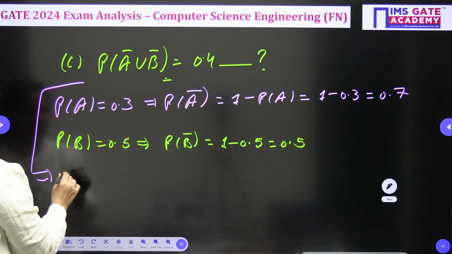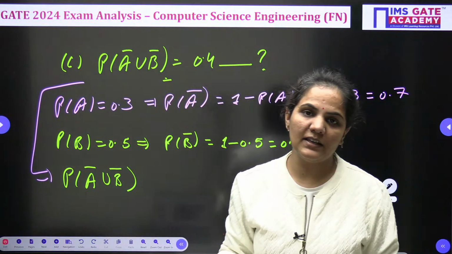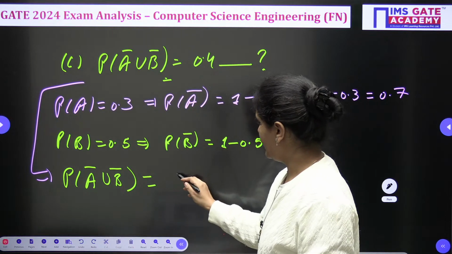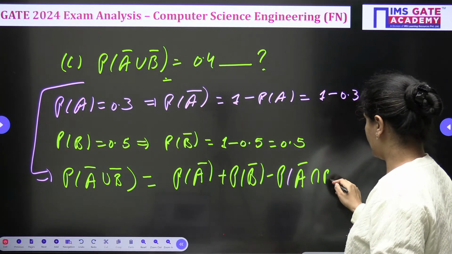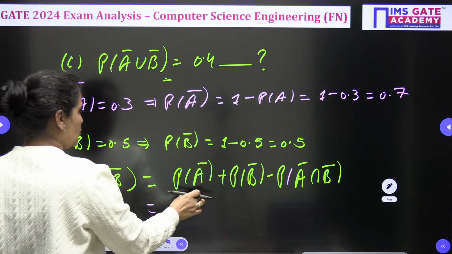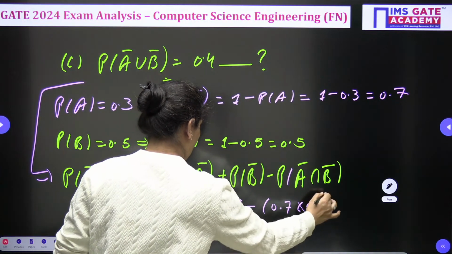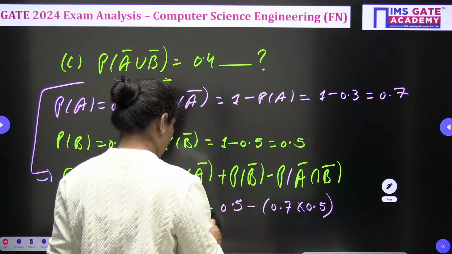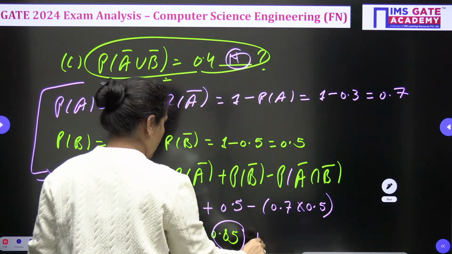When I solve this union, it will open as a normal union. When you open probability of A union B, it will be probability of A plus B minus A intersection B. So it will open like this. So probability of A bar union B bar will be A bar plus B bar minus A bar intersection B bar. As A and B are independent events, you can write it as probability of A into B directly. So probability of A bar is 0.7, this is 0.5, minus 0.7 into 0.5. When I solve this one, I have 0.85. You are looking for 0.4. So no, this is not true. This is also false.